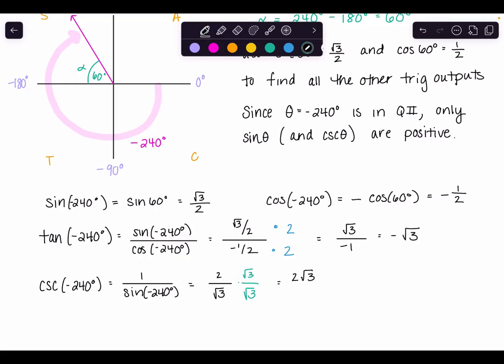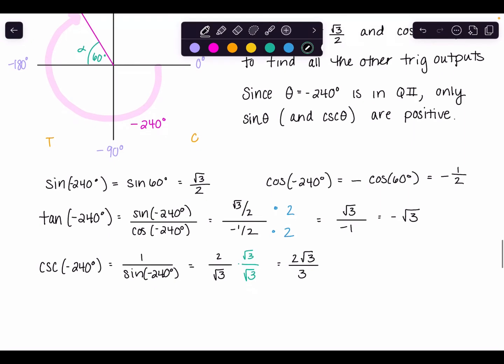To find cosecant of negative 240 degrees, I just flip sine. So that becomes 2 over root 3. Again, we don't like that, so we go ahead and rationalize by multiplying by root 3 over 3. So that gives me 2 root 3 over 3.